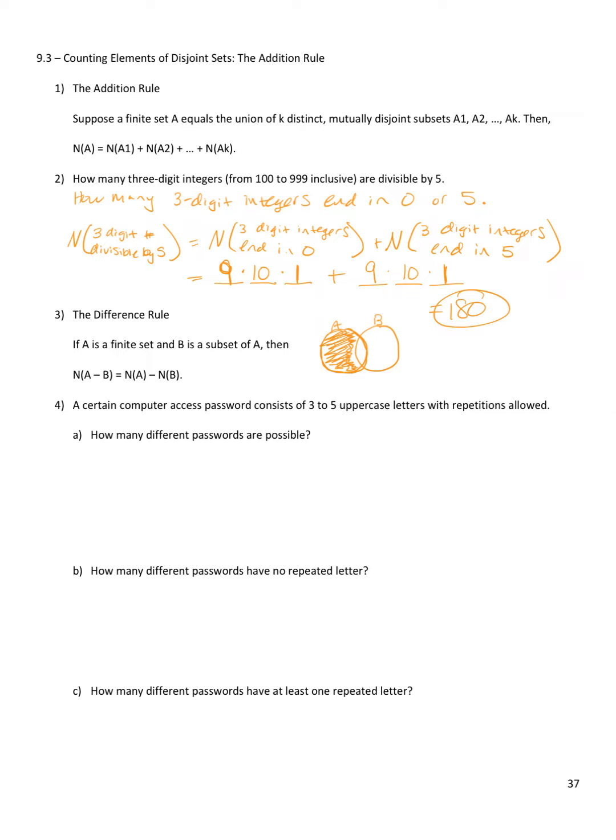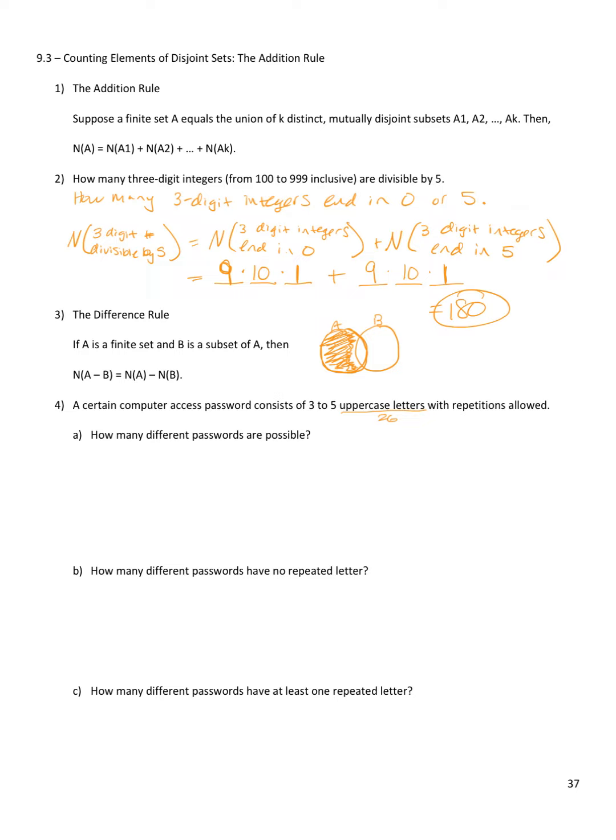Okay, so let's do an example of this. A certain computer access password consists of 3 to 5 uppercase letters with repetitions allowed. How many different passwords are possible? So uppercase letters, there are 26 of those, 26 possibilities for each entry of your password. And you can have a 3-letter password or a 4-letter or a 5-letter.